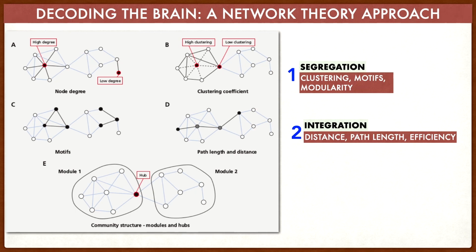And the network properties such as distance, path length, efficiency. So you must have been introduced to distance, path length, the shortest path between the nodes, and the inverse of the path length, which is the efficiency. These all tell you about the integration in the brain, like how different brain regions are integrated and therefore working efficiently for processing data.